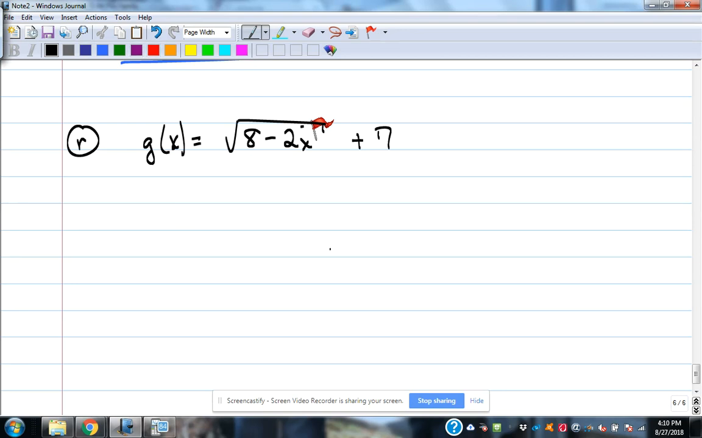What about the plus 7 on the outside? Does it cause a problem? No. So the only part we've got to worry about is that stuff that's on the inside of the square root. That's the only thing you've got to worry about. So we're going to take that 8 minus 2x and put it greater than or equal to 0. The plus 7 really has nothing to do with it. And we're going to solve that. Subtract 8.